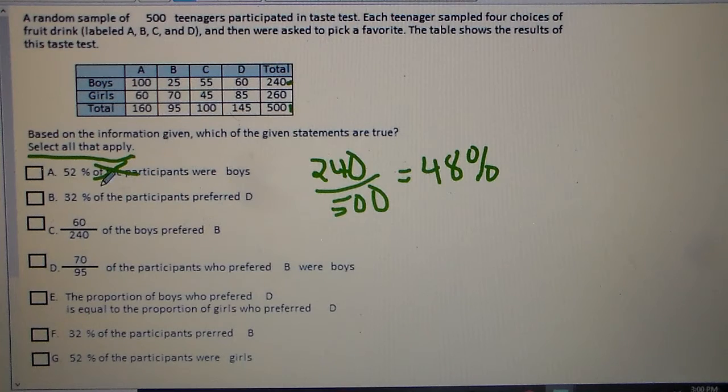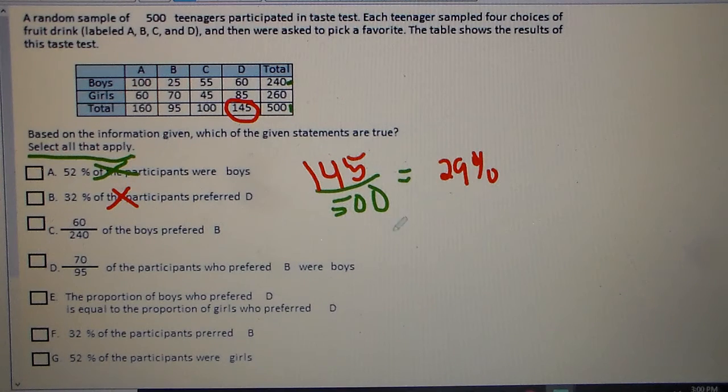Next one is option B. 32% of the participants preferred D. So we go to D. 32% preferred D. So we go 145 divided by 500. And that's going to get us 29%. 29% is not 32%, so we're going to mark an X there.